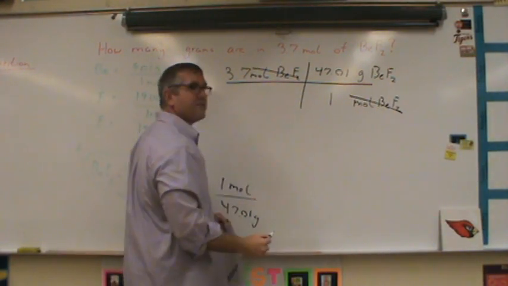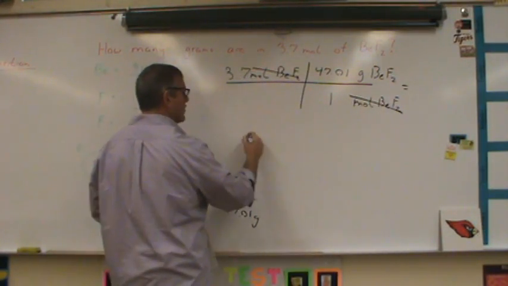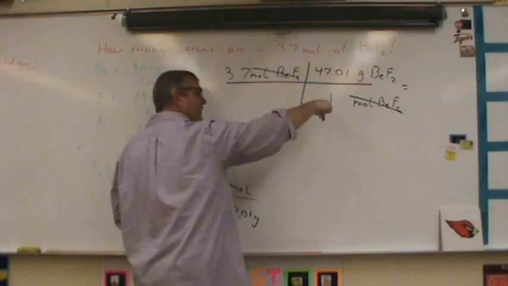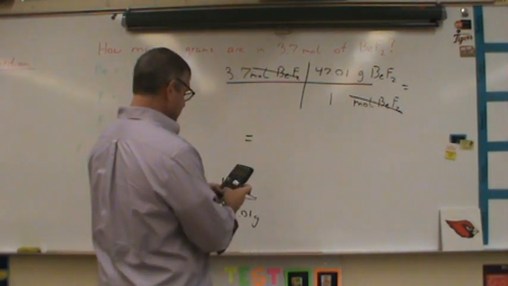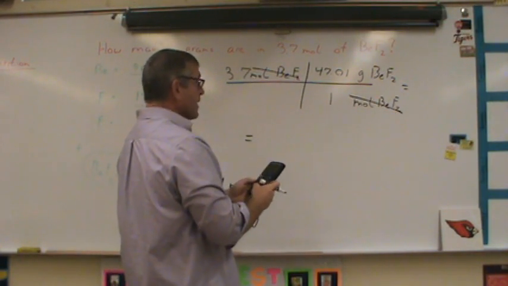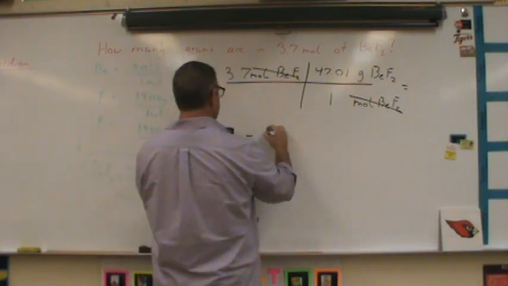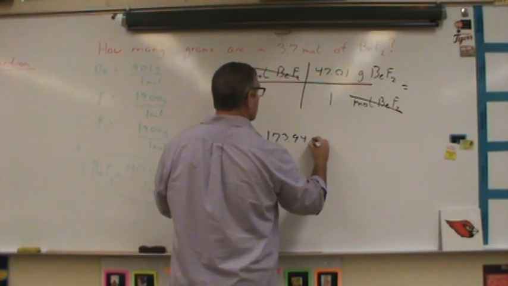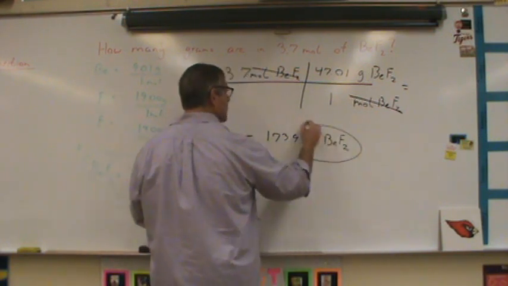Now mathematically, how do I find the answer and what's this equal? I think I might have run out of my video space, so I'll have to do it down here. So what's it equal? You mathematically multiply across the top and divide the bottom. So I take my calculator, I do 3.7 times 47.01 and then divide by 1. But truthfully, you don't need to put divide by 1 because it's the same thing. And the answer is 173.94 grams of BeF2. And that would be your answer.